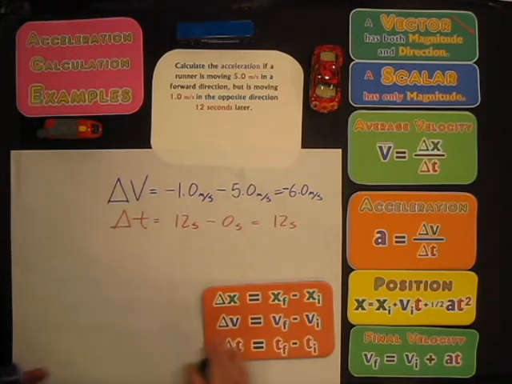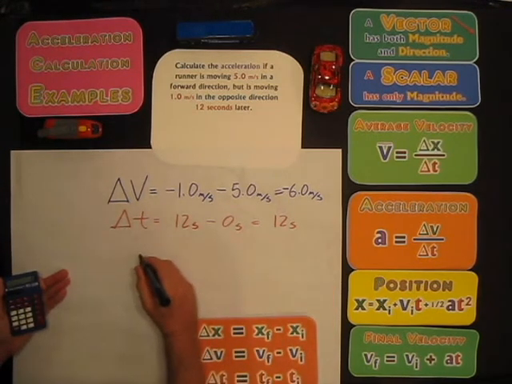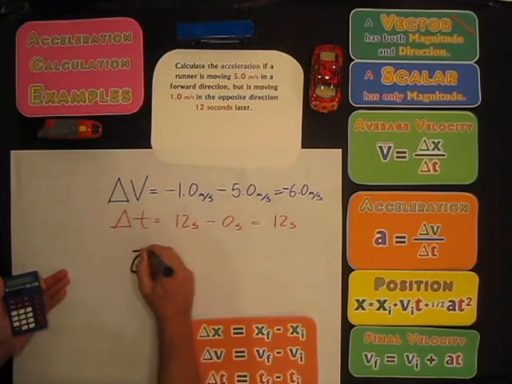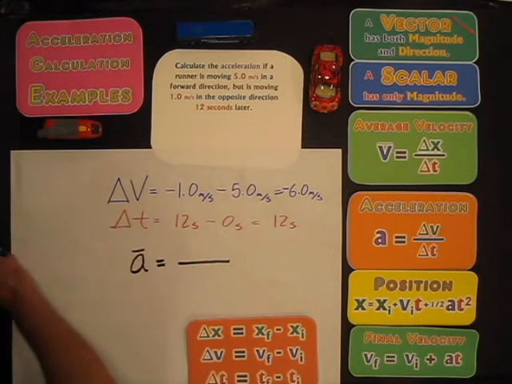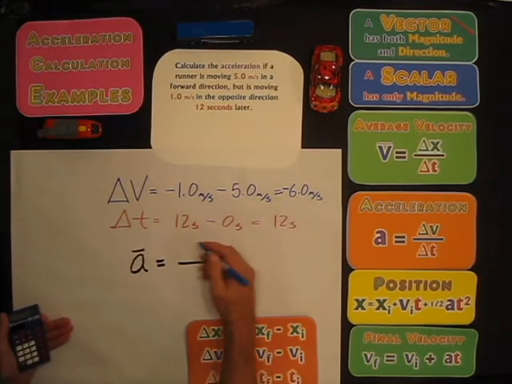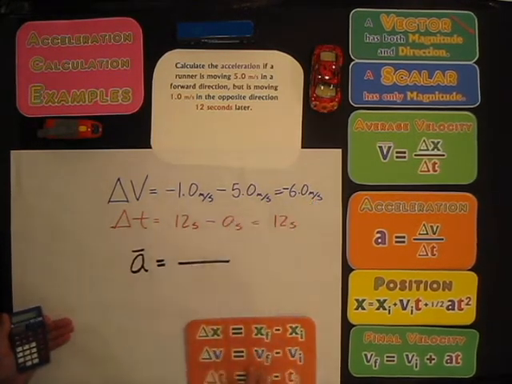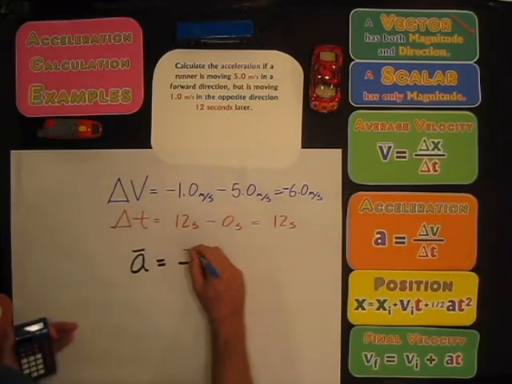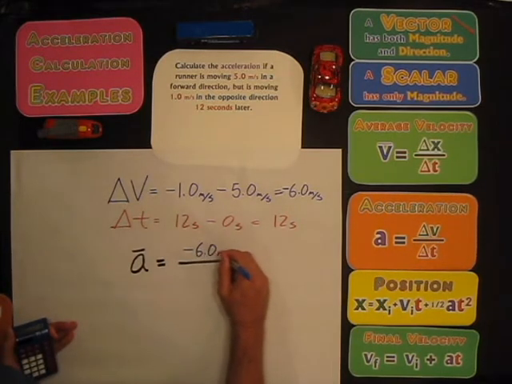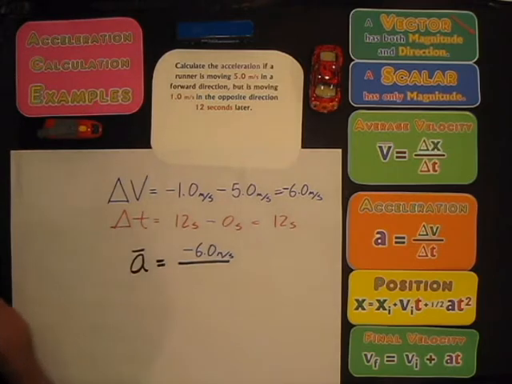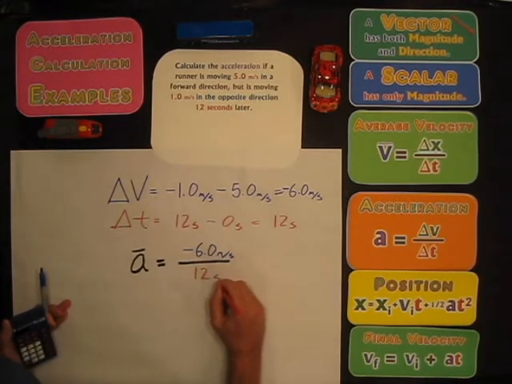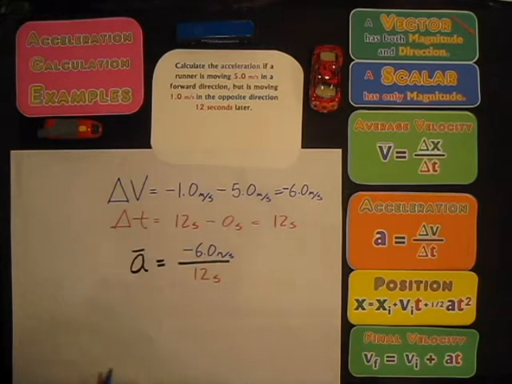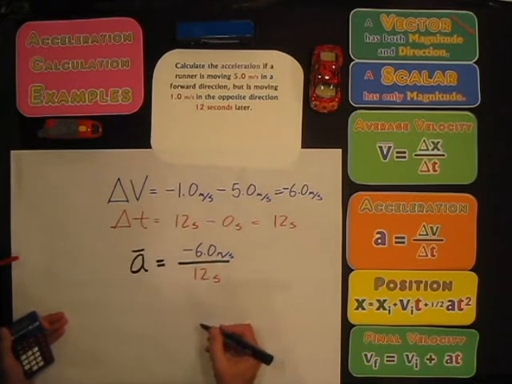Okay, so then, what's my acceleration? I'll just use the black one. It shows up better. Average acceleration equals, and I'll put the bar here. So now we've got a negative number that goes on top. For the delta v, it's a negative 6.0 meters per second. And on the bottom, I've got positive 12 seconds. So when we divide those, a negative divided by a positive equals a negative.